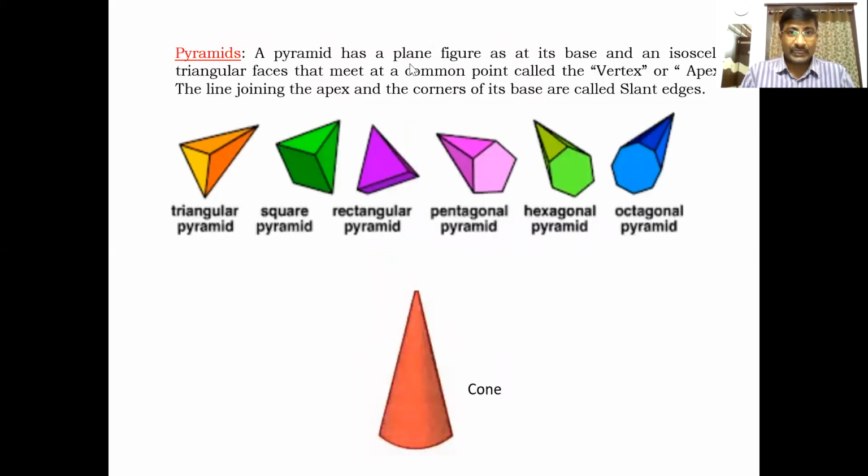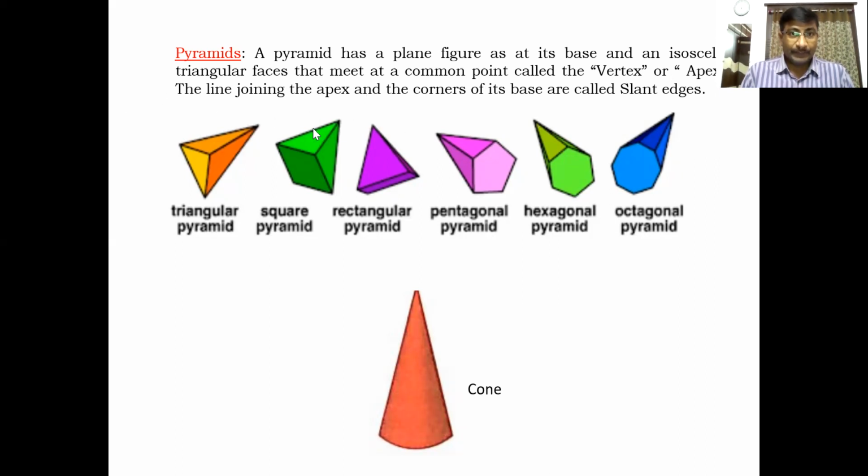A pyramid has a plane figure as its base, and isosceles triangle faces. Every triangle is an isosceles triangle face that meets at a common point called the vertex. It is also called the vertex or apex. Here, these are the triangular faces which meet at a common point. It's called the vertex or apex.